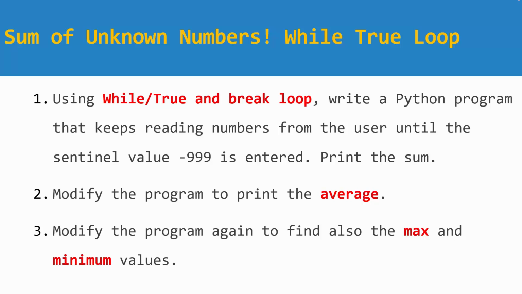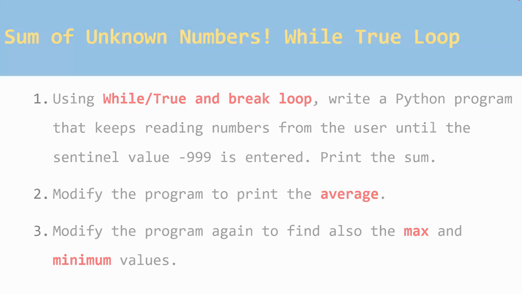So what's a while true loop? A loop that remains true forever. However, you can break out of the loop if something happens. Here in the question, they say using while true and break loop, write a Python program that keeps reading numbers from the user until the sentinel value -999 is entered. Print the sum.